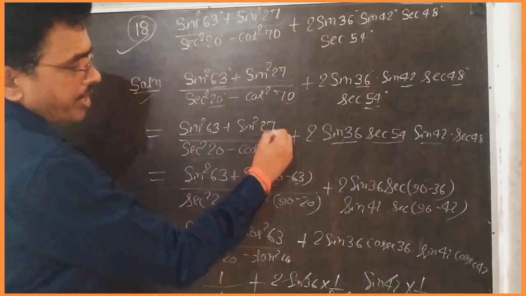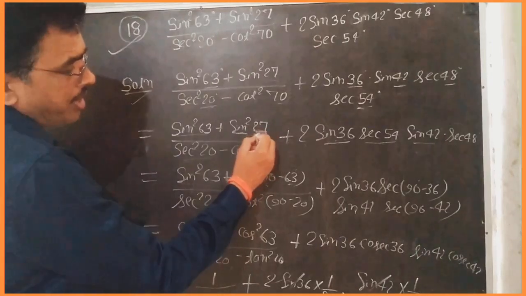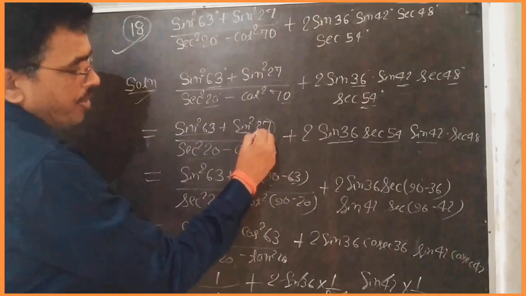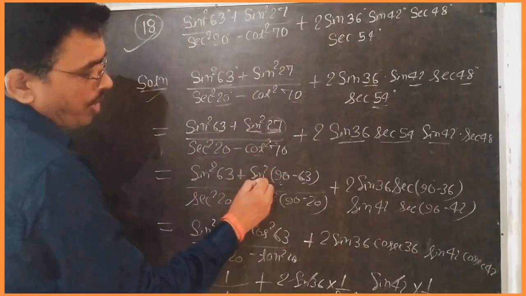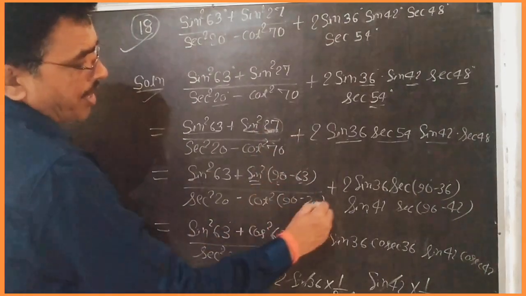Then you get 27. Here is sin, here is also sin. So only I change this number. I write the complement of the 27 only. The complement of 27 is 90 minus 63. So here is sin square, I write sin square. This 27 is written as 90 minus 63.